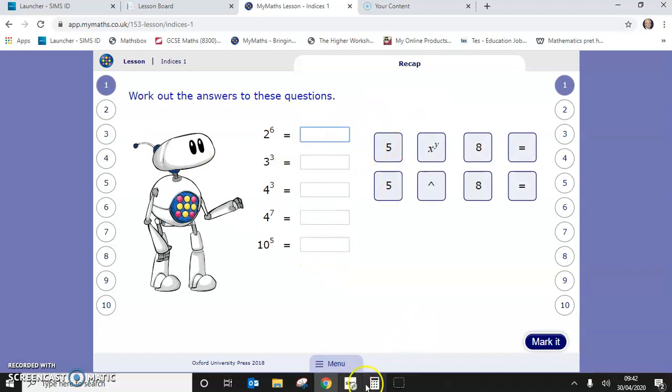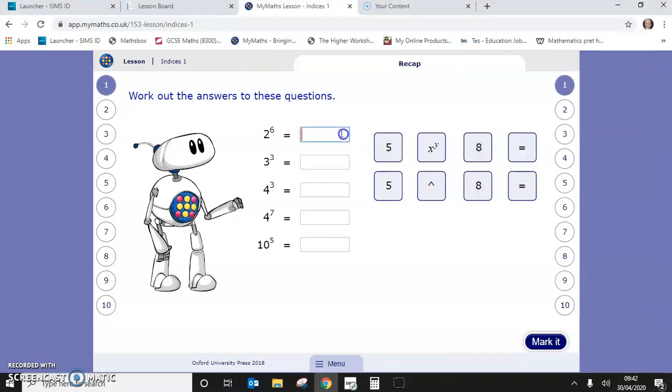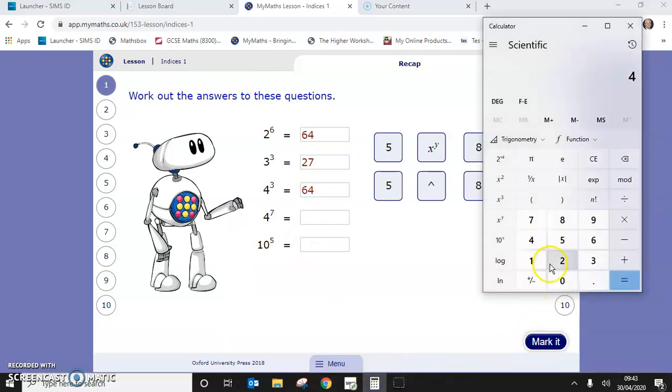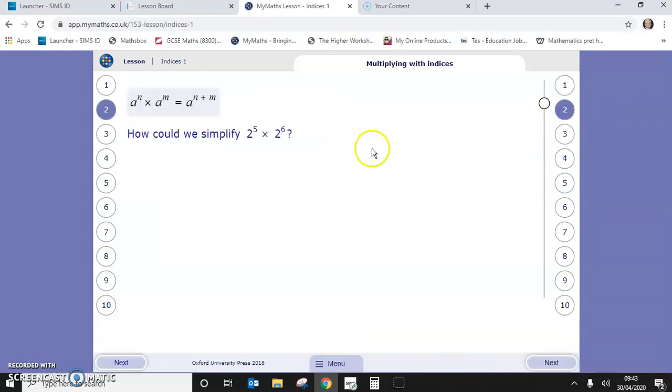So using that calculator rule, 2 x to the y 6 gives me 64. Okay. 3 to the power of 3 is 27. 4 to the power of 3 is 64. 4 to the power of 7, 16,384. And 10 to the power of 5, 100,000. Okay, and then we can move on to quick part 2.